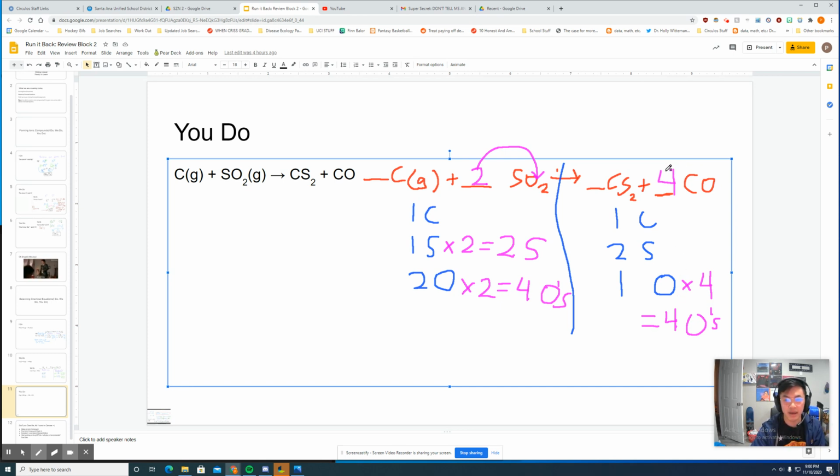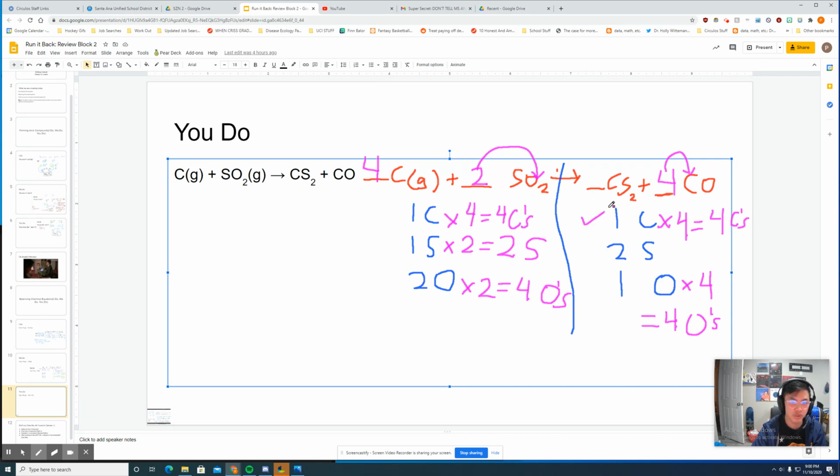Now you notice that here the carbon gets factored in too. So now I have to multiply the carbon by 4. So 1 times 4 equals 4. That means on the left side I go to that carbon, and I have to put a 4 in there. That means I multiply the carbon on the left side by 4. So 4 times 1 equals 4 carbons.